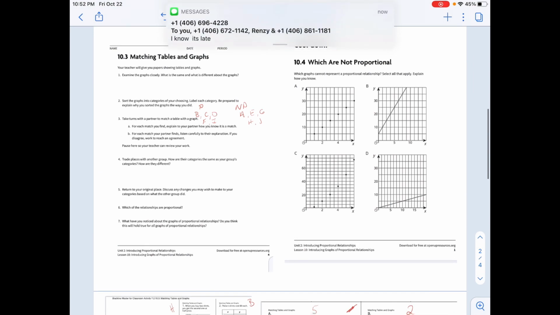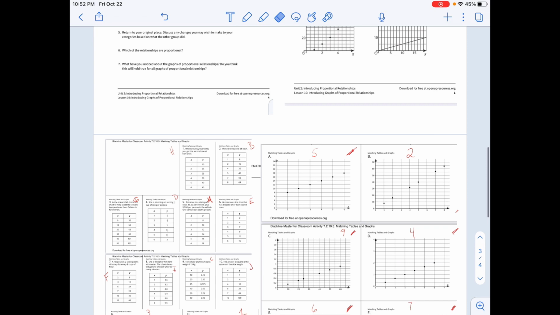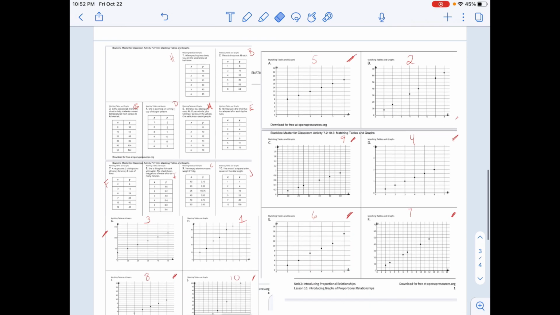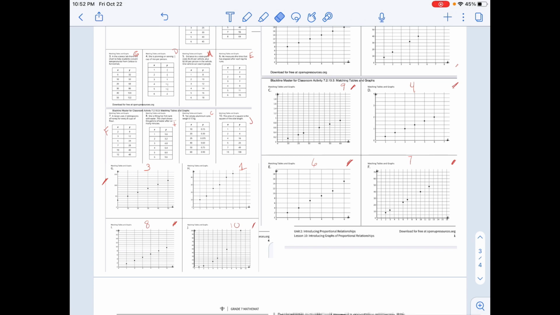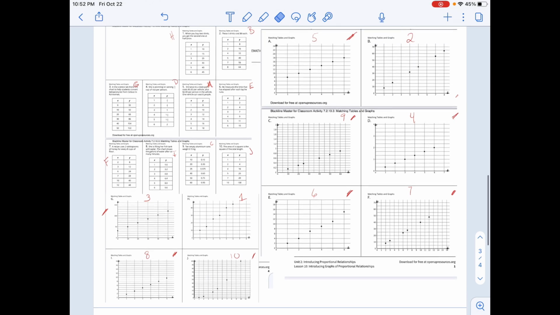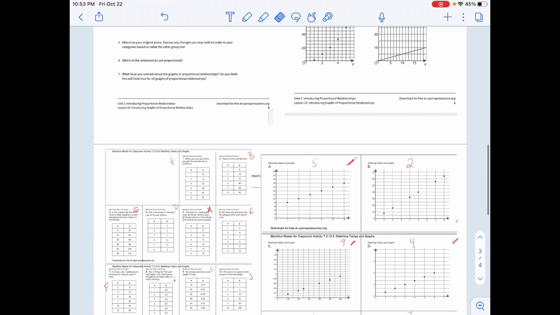Okay. So when it says examine the graphs closely, what is the same, what is different about the graphs? If you look at the lines, a number of them are straight lines. There's a couple that look to be straight, but if you follow it, they're not quite straight. And there's a couple that kind of curve. And some that are straight, if you would continue them, they would pass through the origin.